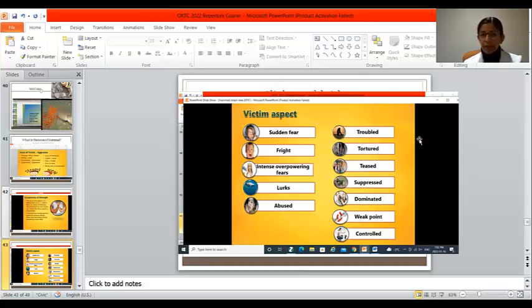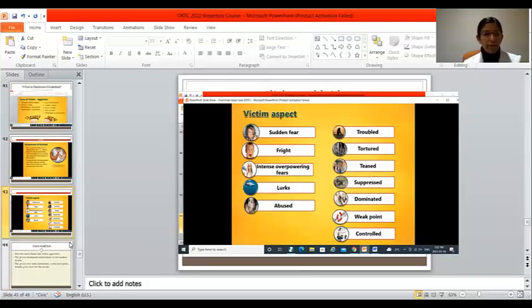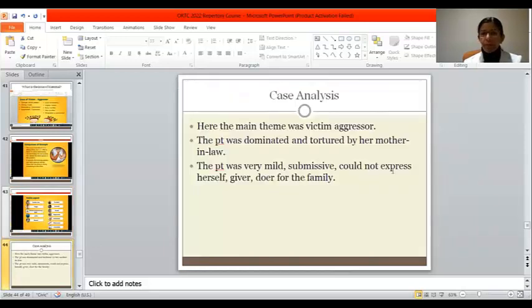So this is a victim aspect. So sudden fear, fright, intense, overpowering fears. She was troubled, tortured, teased. So this was completely a victim aspect. So this was a prey mammal. So the patient was very mild, submissive. She could not express herself. She was a giver and a doer of the family.